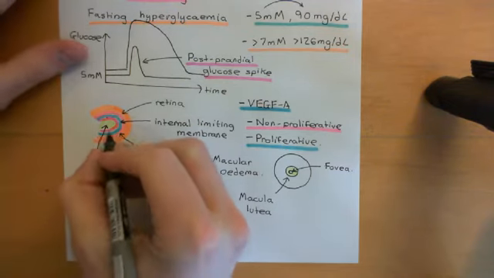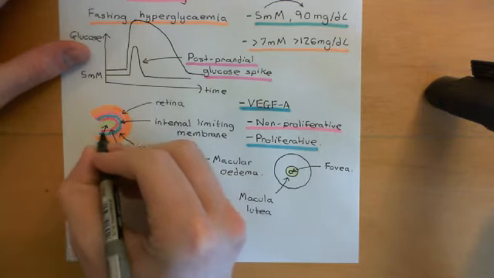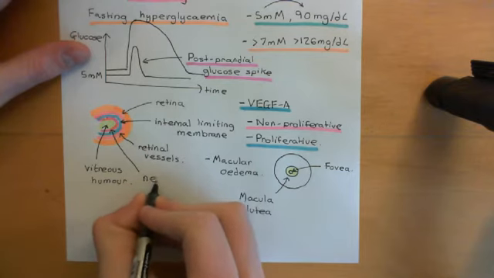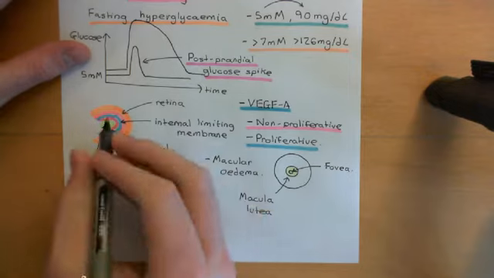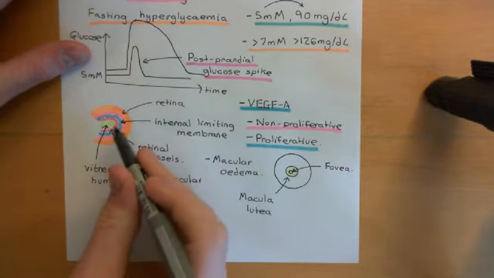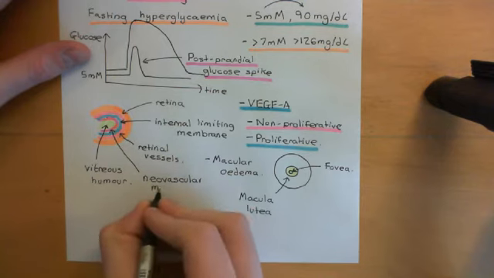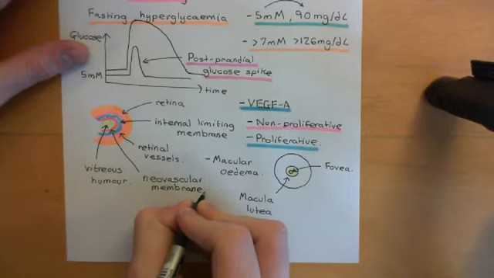Okay, when you get a layer of blood vessels in that potential space between the internal limiting membrane and the vitreous humor, that's what's known as a neovascular membrane. Okay, so the retinal vessels start sending capillary sprouts through the internal limiting membrane, and they start forming this neovascular membrane in between the internal limiting membrane and the vitreous humor in front.